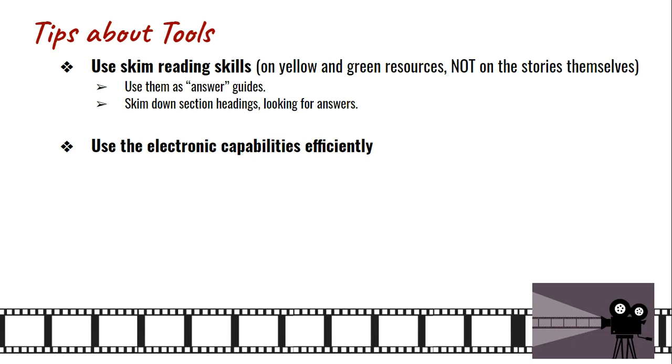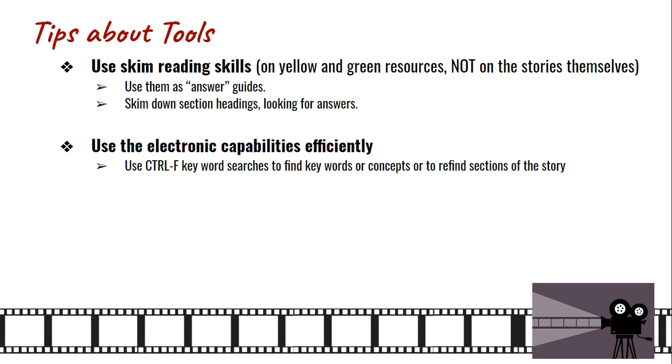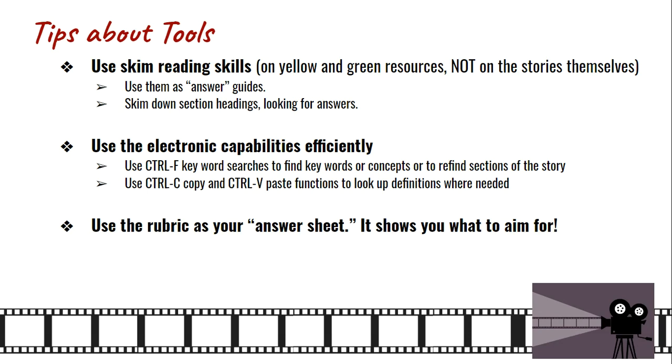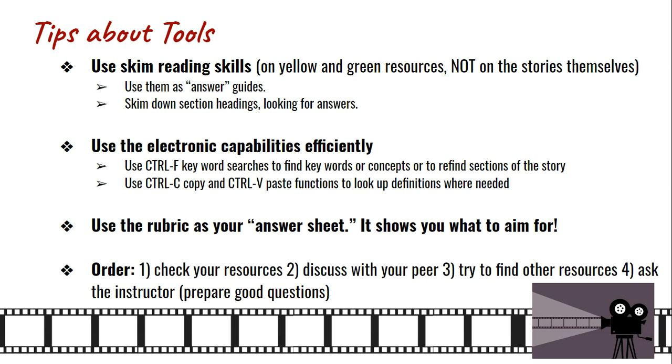And then use your electronic capabilities. For example, if you're trying to find a spot in the story again because you need to pull out a quotation or you remember a symbol was there, but you can't find it in your book, use Control F on your electronic version of the story, and then you can easily search by keyword to find it. Also, if you're reading online, use Control C to copy words and then paste them into a dictionary website, and you can easily find definitions if the words are getting difficult for you. And then use rubrics as your answer sheet instead of finding them overwhelming.